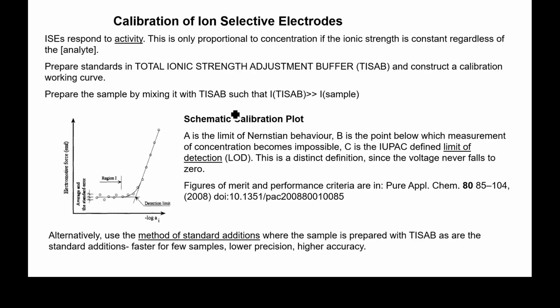In potentiometry, calibration is a bit of an issue, and we need to calibrate fixing the ionic strength because we're required to assume that the activity coefficient is identical in all cases between our target analyte samples and our calibrations. So we use total ionic strength adjustment buffer. We construct a calibration working curve which goes from the Nernstian region down into a region where we're no longer getting any response, and we fit straight lines to this, and where these two lines intersect is called the limit of detection. It's typically around 10 to the minus 6 or 10 to the minus 7 in favorable cases.